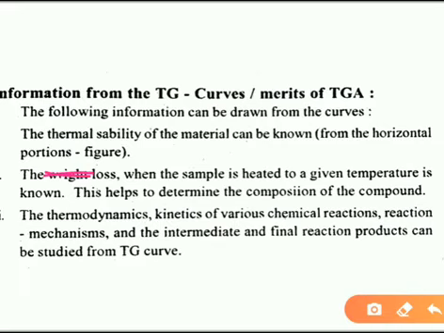The thermodynamics and kinetics of various chemical reactions, reaction mechanism, and the intermediate and final reaction products can also be studied from the thermogravimetric curve. So these are some of the merits, or the information we get from the TG curve. We can study thermal stability and weight loss. By using the weight loss we can determine the composition of the compound, and also study the kinetics of various chemical reactions, reaction mechanism, and the intermediate and final reaction products, and so on.